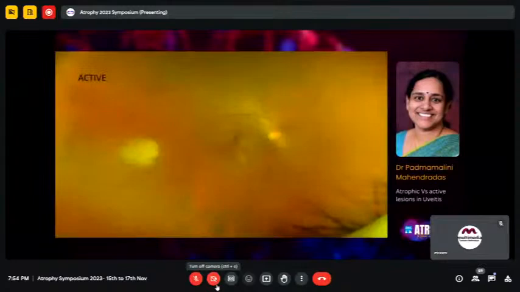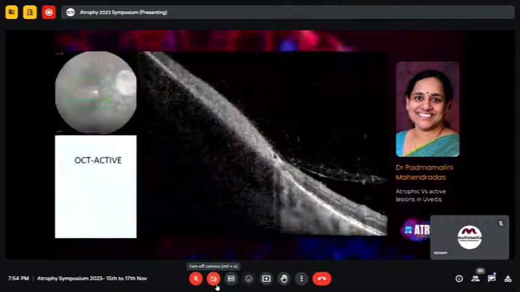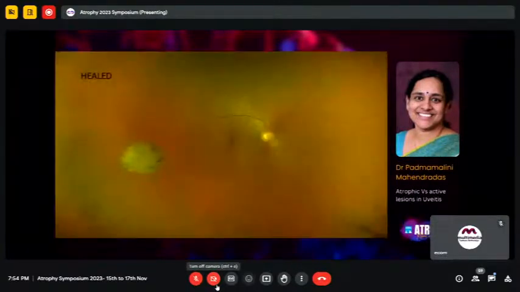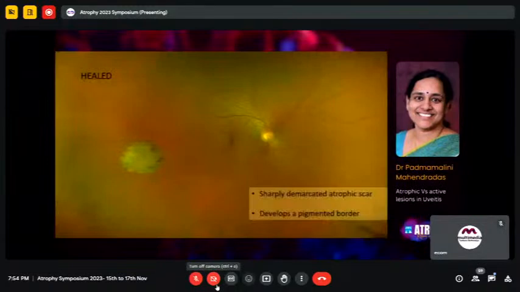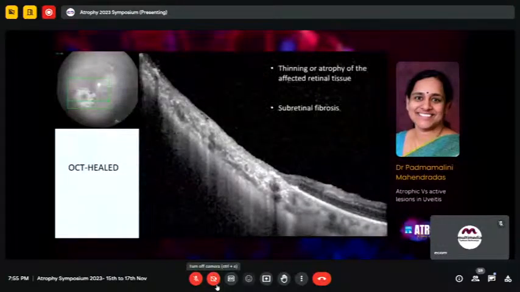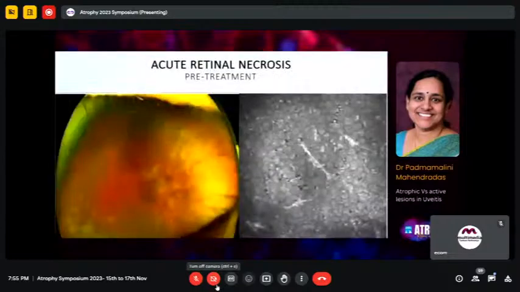Here is another case of acquired toxoplasmic retinitis as fluffy white retinitis. OCT shows posterior vitreous cells, full thickness retinal involvement. Following treatment, we could see the healed chorioretinal scar, that is sharply demarcated atrophic scar with pigmented borders. OCT shows thinning and atrophy of the affected retinal tissues with thin membrane on the surface with subretinal fibrosis.